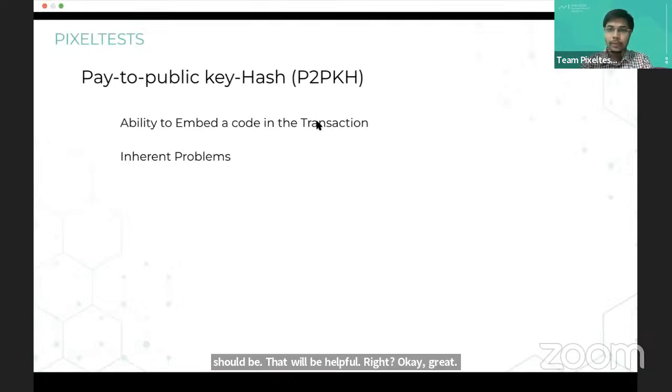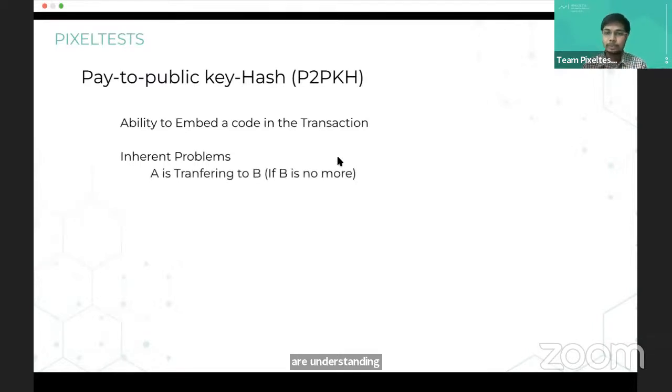Now, what we are going to do is understand the inherent problem. So now A is transferring to B, right? And let's just say B is no more. For example, A has transferred 0.05 Bitcoin to someone, and now B either expired, or is no more able to access it. The challenge is the money that was sent to that particular wallet is lost forever, right?